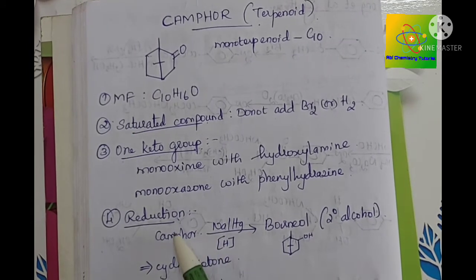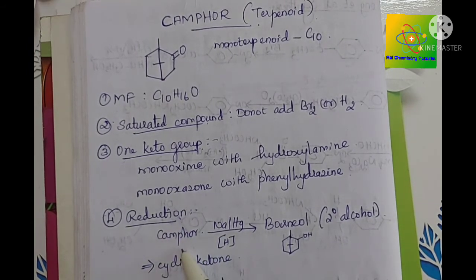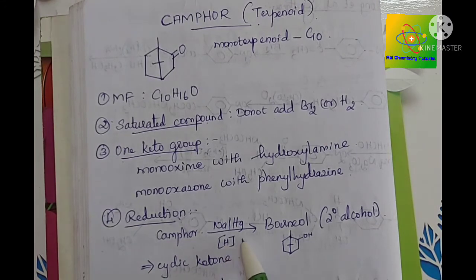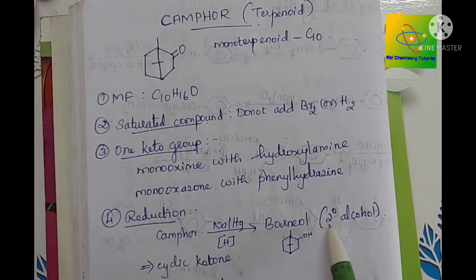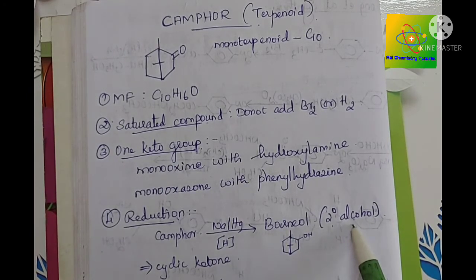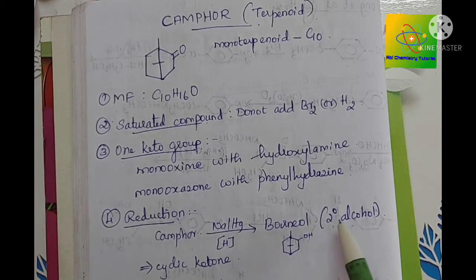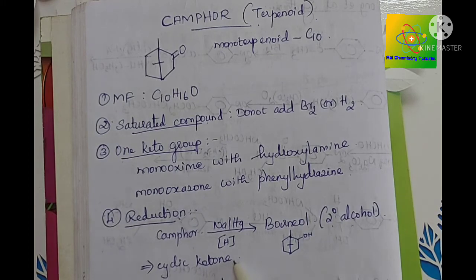Next we are going to do reduction. Camphor on reduction by sodium amalgam gives borneol. That is, camphor is reduced to a secondary alcohol. Usually, a ketone is reduced to a secondary alcohol. As you know, a secondary alcohol on oxidation gives a ketone; if it is reversed, we get the secondary alcohol on reduction. So we conclude that it is a cyclic ketone.